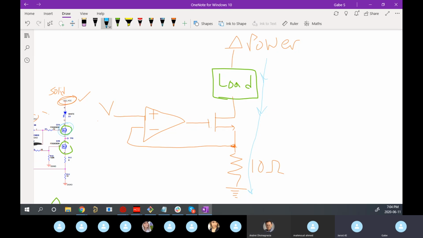Kind of. I think a buffer is the other way, isn't it? Like a buffer connects straight here, right? Yeah, it goes directly. So that would be a buffer. But this is a constant current circuit.